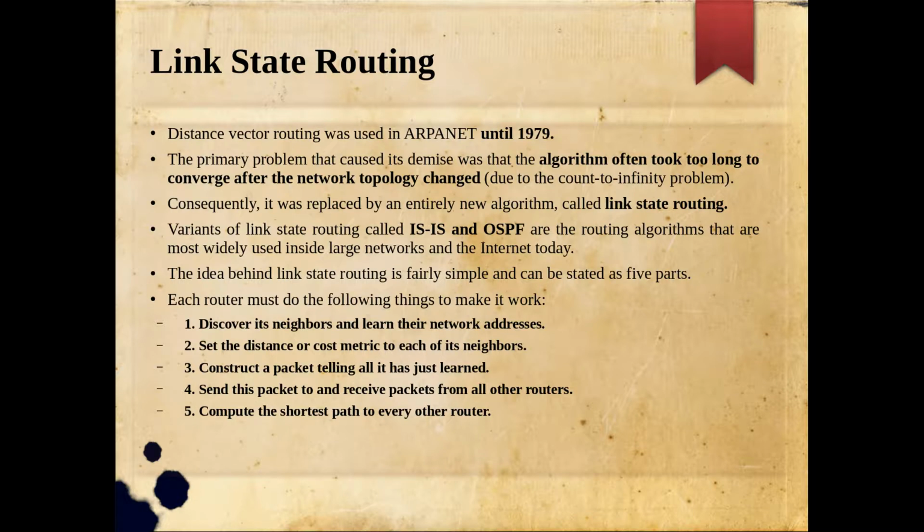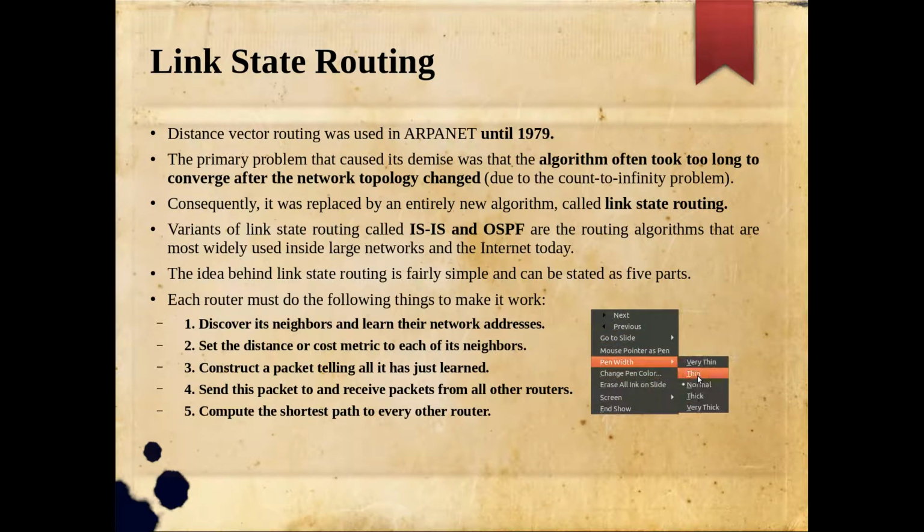Step 2, set the distance or the cost metric to each of the neighbors. The metric, as you already know, can be of different kinds, like the actual distance in kilometers, or the average or mean delay. Like that you can set the distance metric. After that, every router will construct a packet telling all it has learned, that is the network address, the distance, and some other parameters. With all these things together it will be constructing a packet. We call it the link state packet, right?